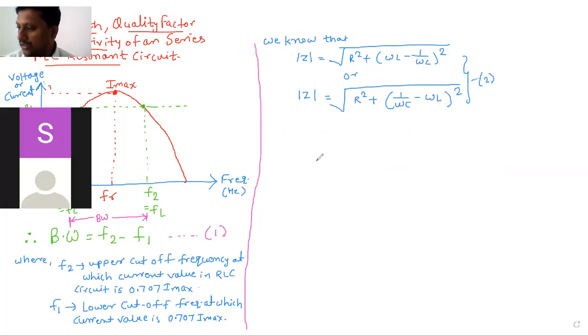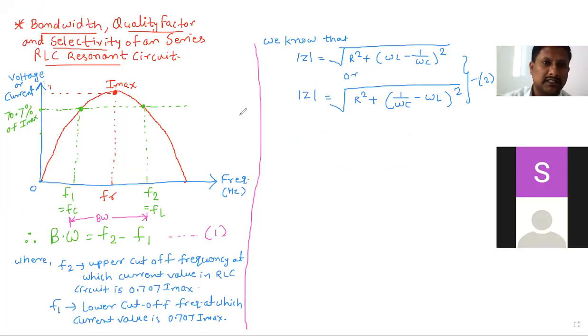Now, the next one, at point P1. I will mark these two points: this point I will consider as P1 and this point I will consider as P2. We know the current values at P1 and P2. What are the current values at P1 and P2? 70.7% of I max. Okay, but we don't know what is the impedance at this point, because the impedance curve comes like this, exactly opposite to the current curve. So what is the impedance at these two points? That we have to calculate.